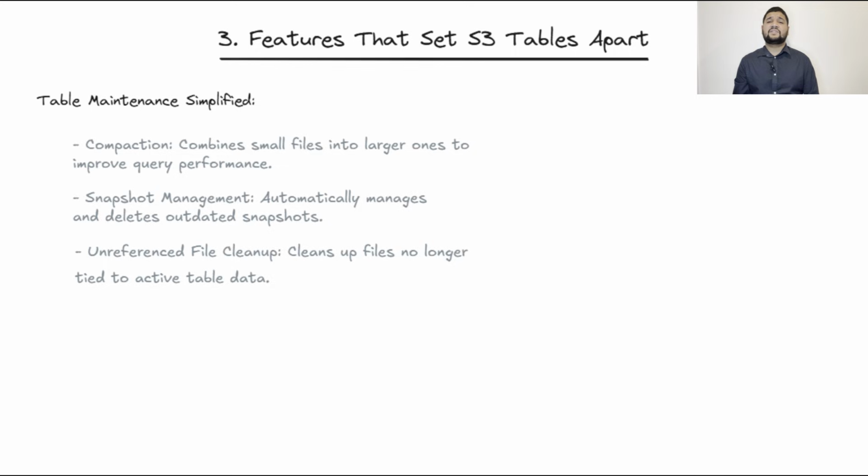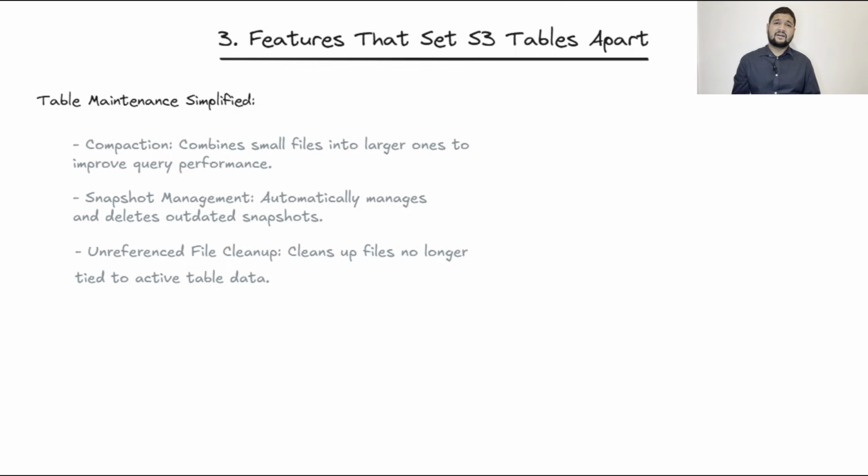One of the standout features is automatic table maintenance. Here's what this includes. Compaction. Compaction combines small files into larger ones to improve query performance. Snapshot maintenance automatically manages and deletes outdated snapshots. Unreferenced file cleanup cleans up files that are no longer tied to active table data.